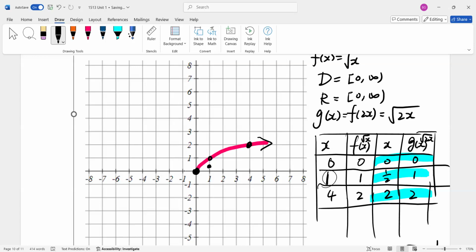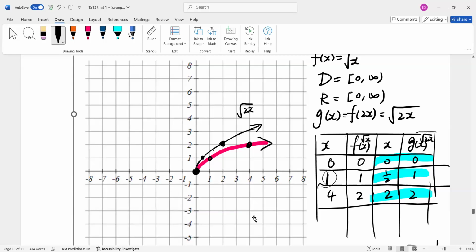Hold on. Half, oh, sorry. (Half, 1) is not there. Half is here. (Half, 1) is here, right? And (2, 2) is here. So we connect those. Of course, more points is better, but it's also time consuming. So this is the daughter function, root 2x. The red one is the mother function. The black one is the daughter function.